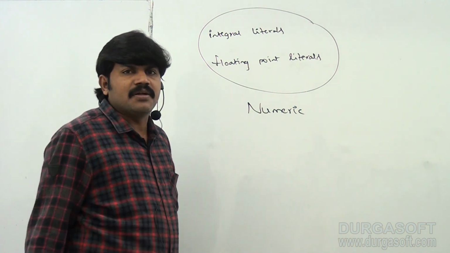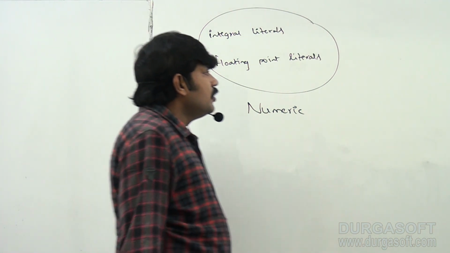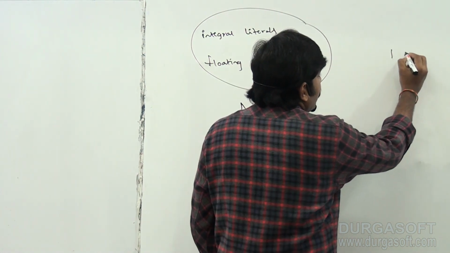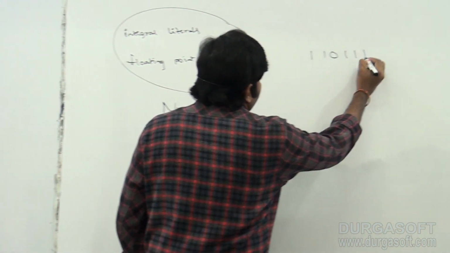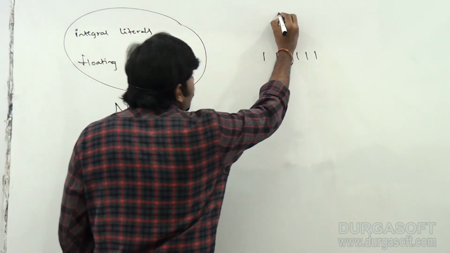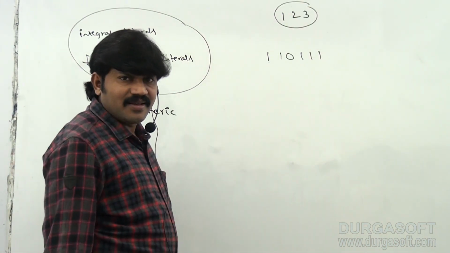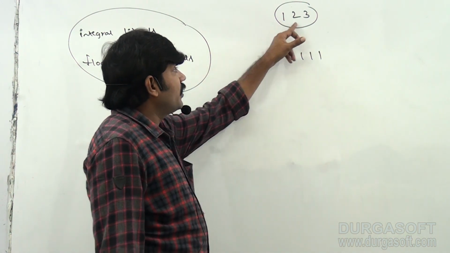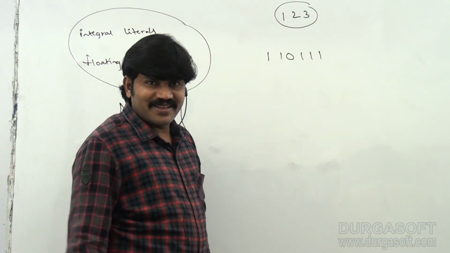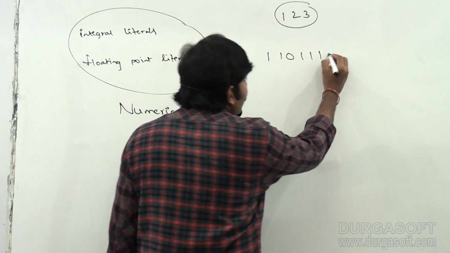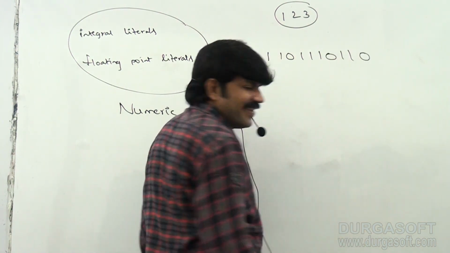What is the meaning of that? Very simple, sir. Suppose I have a number 1 1 0 1 1 1. Here just observe. Can you please read this number? Can you please read this number? 123. Correct, right? 123. Can you please read this number? This number?